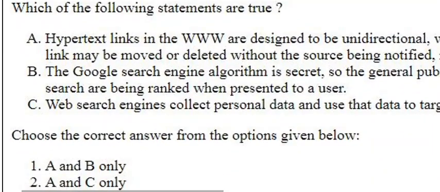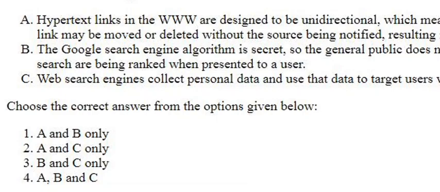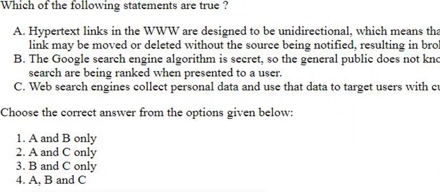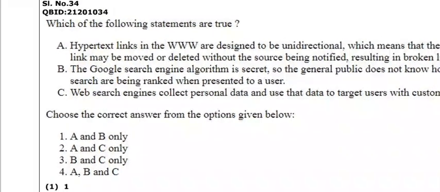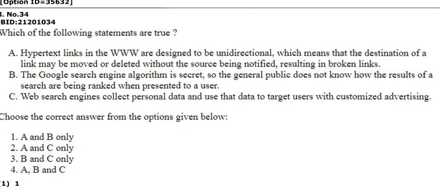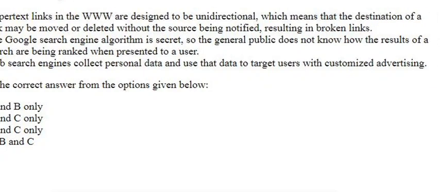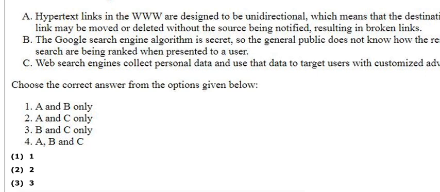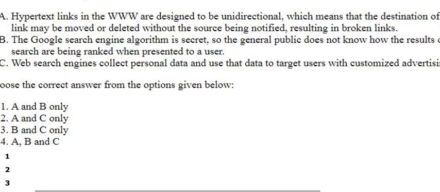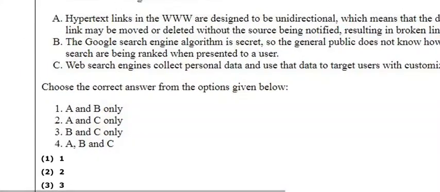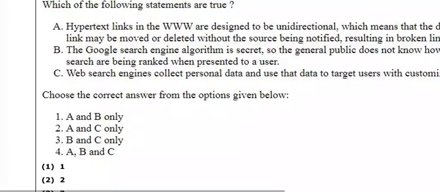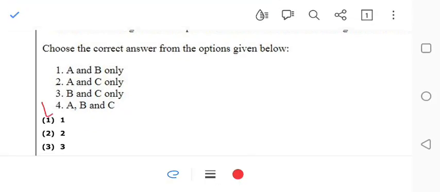Next, which of the following statements are true? A, hypertext links in the WWW are designed to be unidirectional, which means that the destination of a link may be moved or deleted without the source being notified, resulting in broken links. B says the Google search engine algorithm is secret, so the general public does not know how the results of a search are being ranked when presented to a user. C, web search engines collect personal data and use that data to target users with customized advertising. Choose the correct options: A, B; A, C; B, C; A, B, C. 34, correct option will be A, B, and C. All are correct.